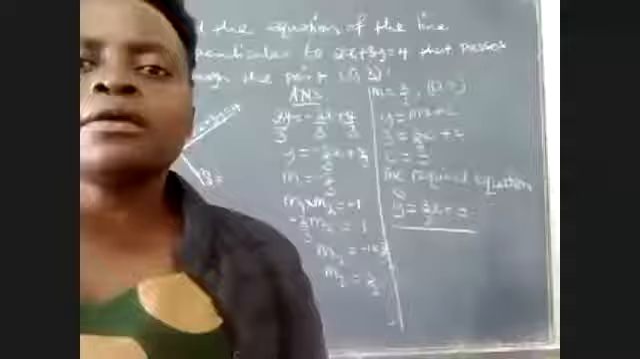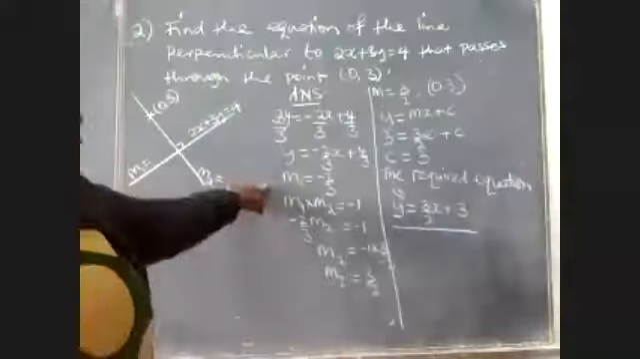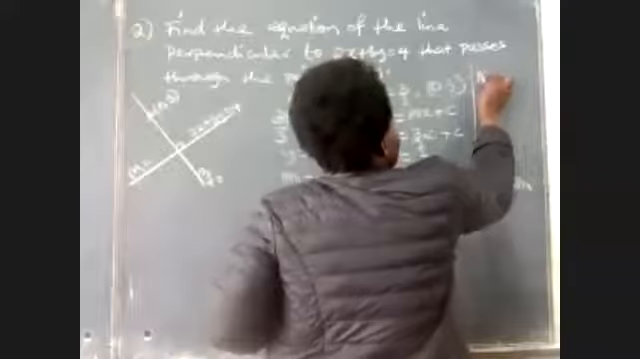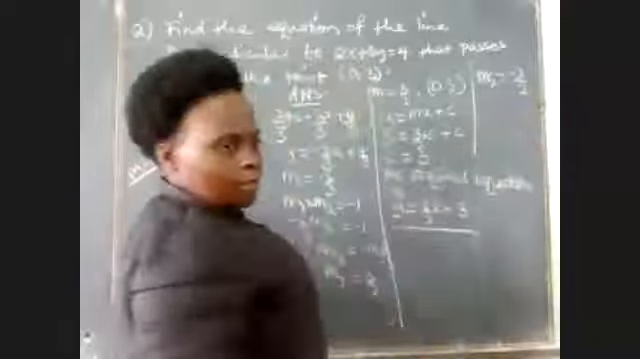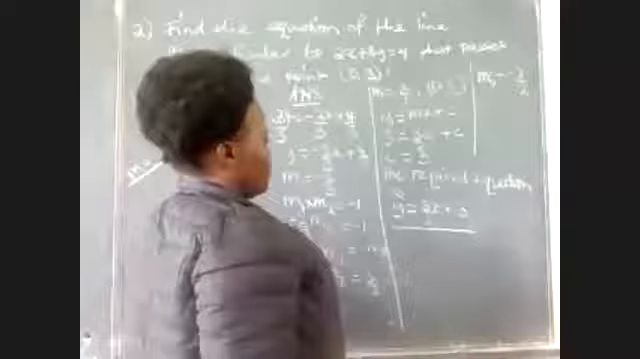Teacher, my gradient 1, I got 2 out of 3, and my gradient 2, I got negative 3 out of 2. Is it still correct? No. M1, oh, you wrote the gradient 2 as negative 3 out of 2. Okay, negative. So you have your M2 as negative 3 out of 2. Then M1? 2 out of 3. M1 is equal to 2 out of 3.